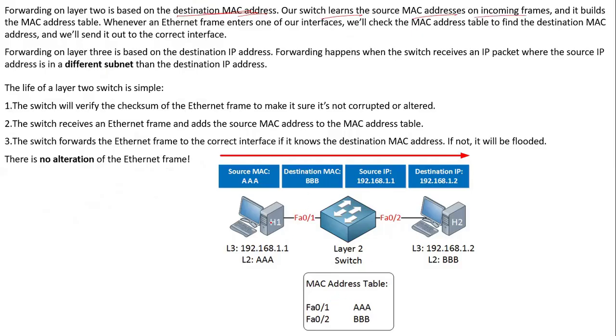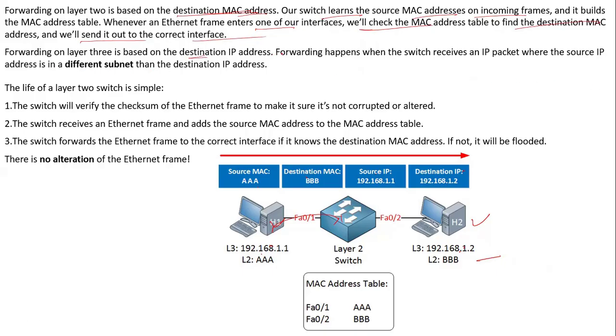Here you can see H1 wants to send some data to H2. So what will H1 send? H1 will send the source MAC address as its own address, the destination MAC as H2, the source IP as its own, and the destination IP as H2. When traffic enters this switch, what will happen? Whenever an Ethernet frame enters one of our interfaces, we will check the MAC address table and find the destination MAC address, and we will send it out to the correct interface.